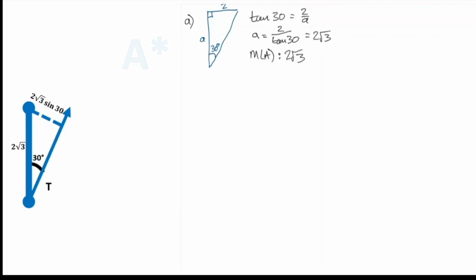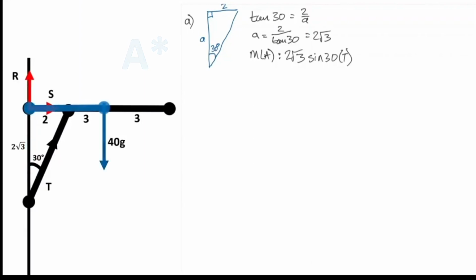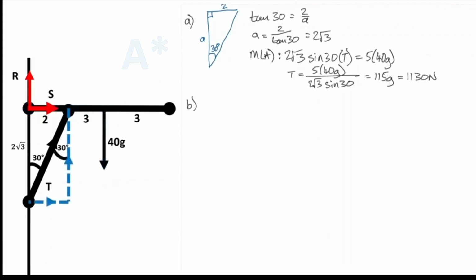The moment is 2 root 3 sine 30 times T. The other moment, the clockwise moment, is going to come from the weight, from the 40g. 40g is going to be multiplied by its perpendicular distance, which is 5. So 5 times 40g. Some rearranging, and we get T equals 115g, or 1,130 newtons. So that's the magnitude of the thrust that we need.